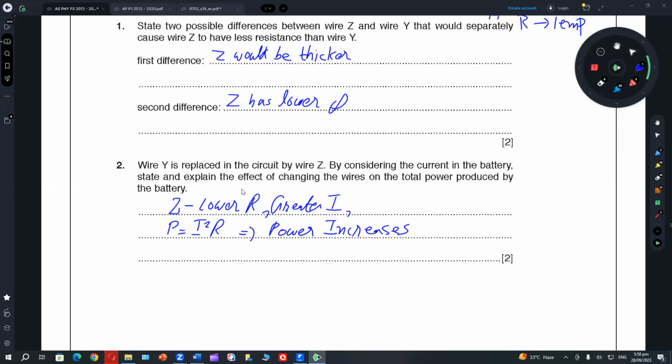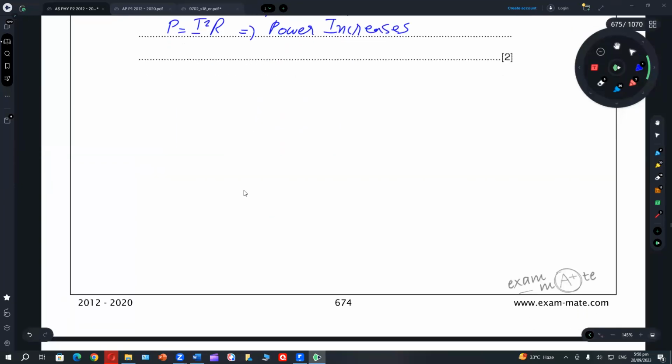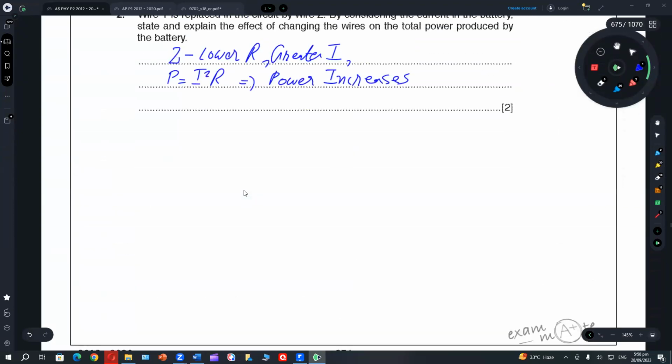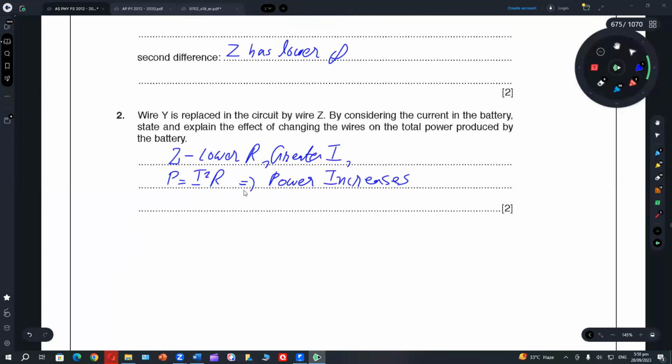So now we have done this question, and in the next class, inshallah, we can select a new topic. Now we have done 2 sets of questions on current.